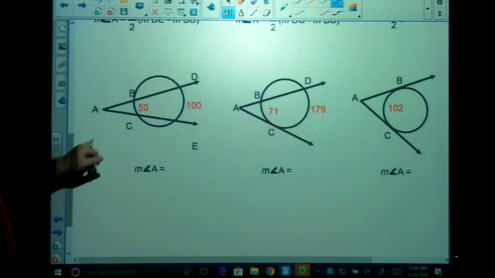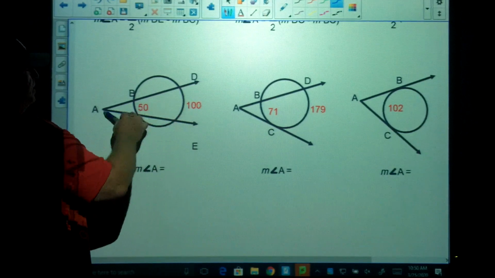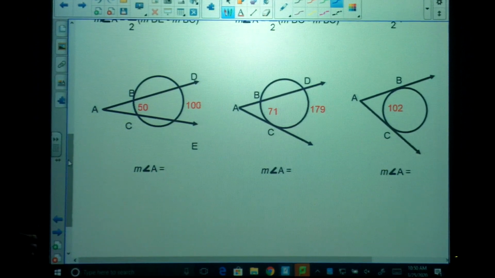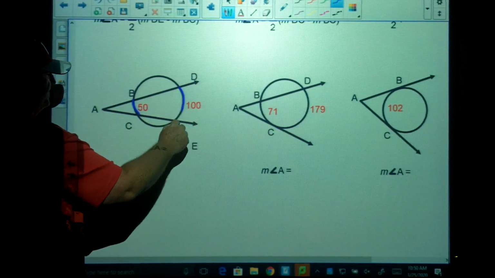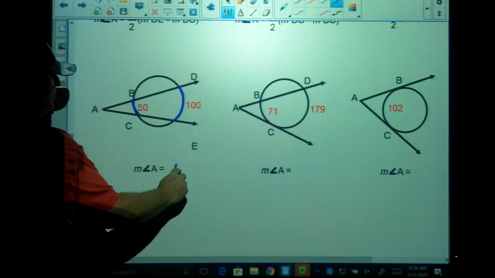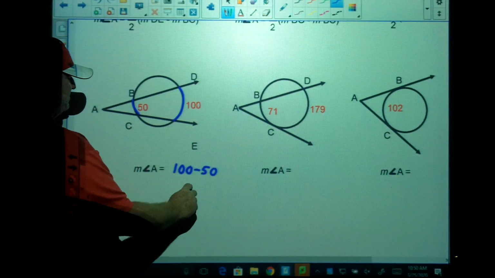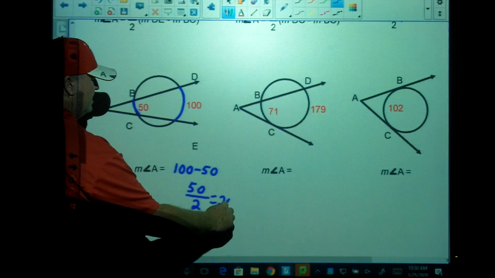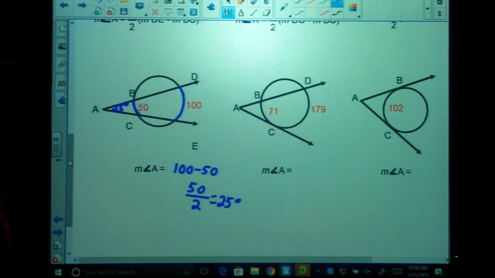So on the first one, as an example, we have our two secants. They intercept on the outside of the circle. So our two intercepted arcs are the 50 and the 100. So I'm going to subtract them. 100 minus 50 gives me 50. And then I divide by 2 to get 25 degrees. So this angle here is 25 degrees.